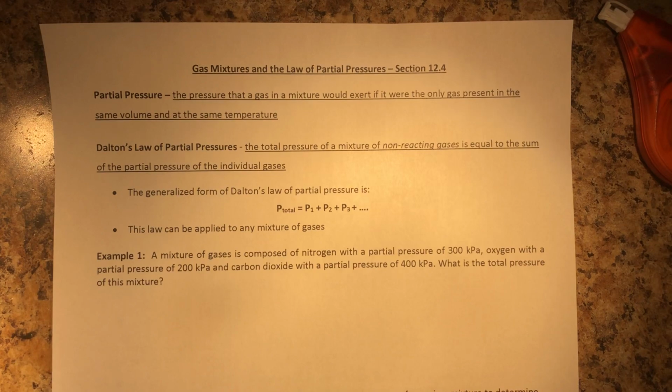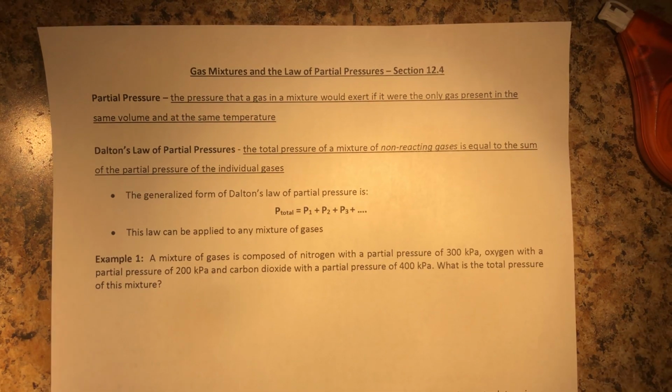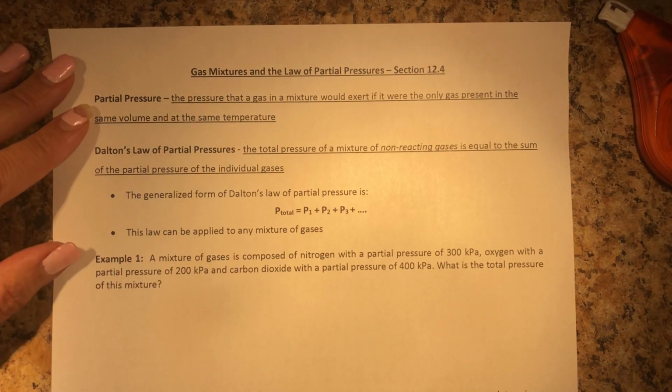So Dalton's law of partial pressure says that the total pressure of a mixture of non-reacting gases is equal to the sum of the partial pressures of the individual gases. So we can generalize that law to P total equals P1 plus P2 plus ... for however many gases there are in the mixture. And it can be applied to any mixture of gases. So essentially it just says that the pressures of each individual gas make up the total pressure of the gas. So let's look at an example of how we would use this law.